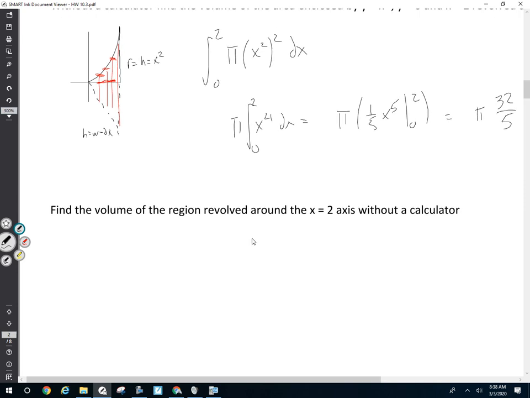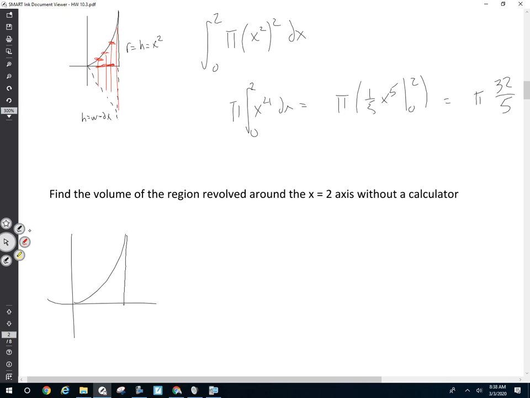Let's revolve this region around the x equals 2 axis. So here is my region. x equals 2 is this line that is already given to us. But now if I revolve it around this line, I'll pop over here. It's very important to draw your picture. We're revolving around a vertical axis, which means we need to use horizontal rectangles being spun. Here are my horizontal rectangles being spun.